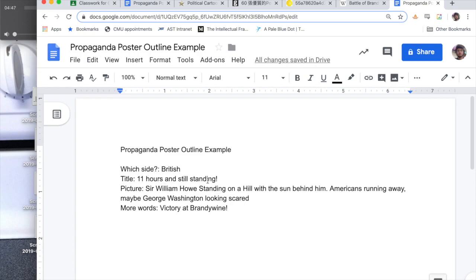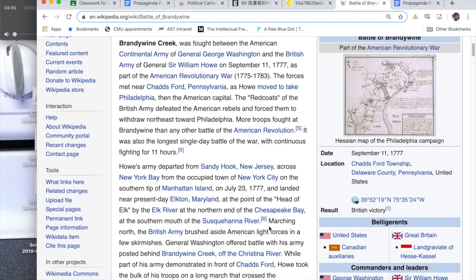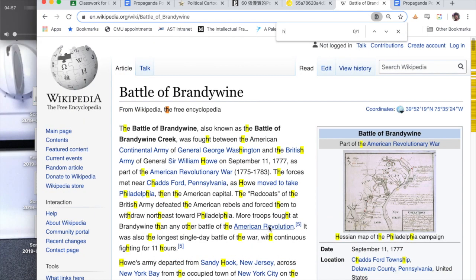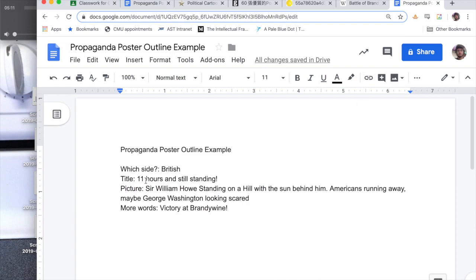My title, I think in big letters it should say 11 hours and still standing, because I skipped it when I read to you guys. But on here, where does it talk about hours? Yes. It was also the longest single-day battle of the war, with continuous fighting for 11 hours. So for the winner, that shows that they're very tough. They can last a long time. Since the British won, they can brag about 11 hours and still standing.